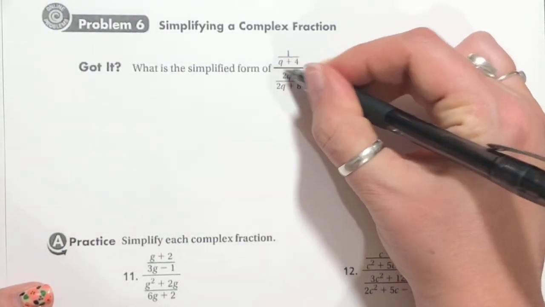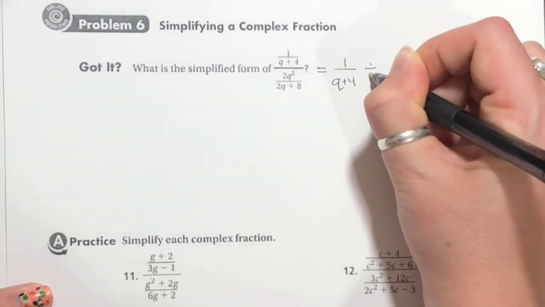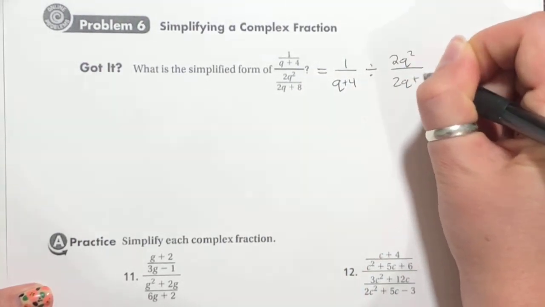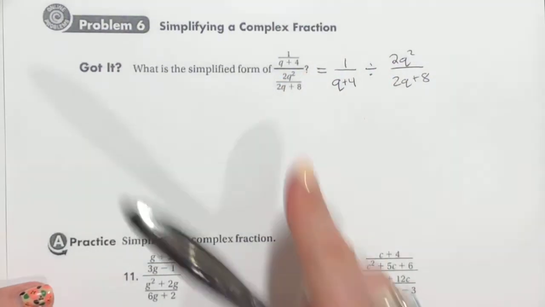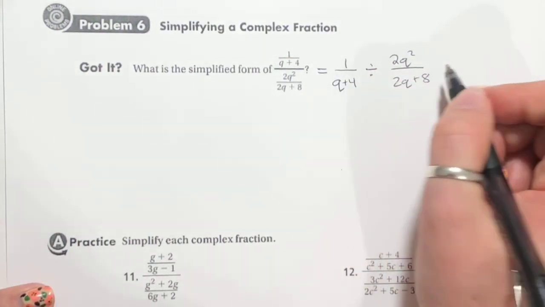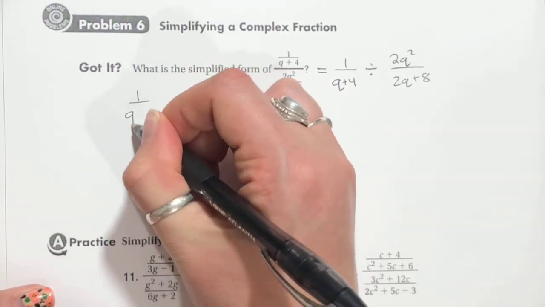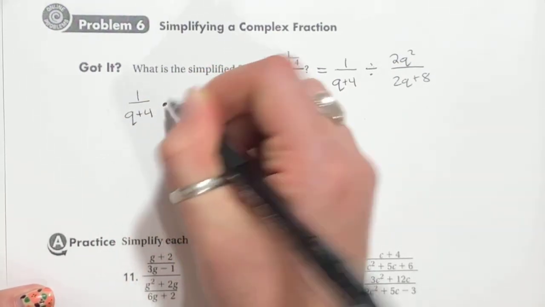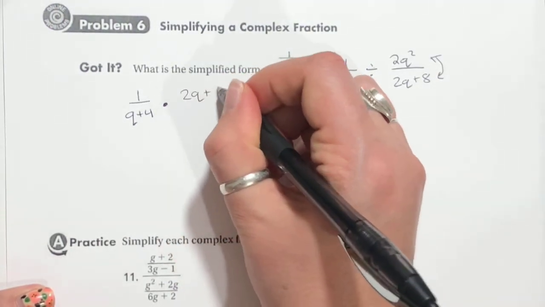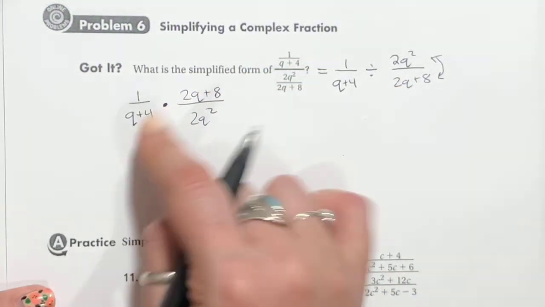This is the same as taking this fraction on top, 1 over q plus 4, and dividing it by the bottom, 2q squared over 2q plus 8. These are equivalent problems. This is just one way to write it. That's just a scary way to look at it. But once you write it this way, it's exactly what we've been doing. So you're going to keep, switch, flip. Let's keep the 1 over q plus 4, change it to a multiply, and then this guy is going to flip upside down. So the 2q plus 8 is in the top, and the 2q squared is in the bottom. And then reduce each of the 4 parts.